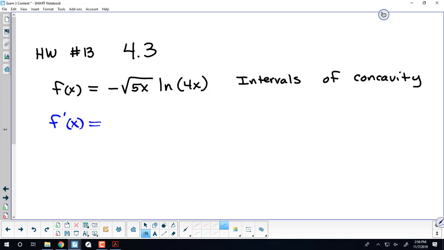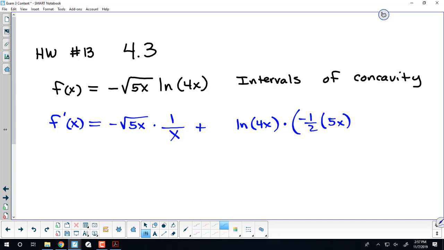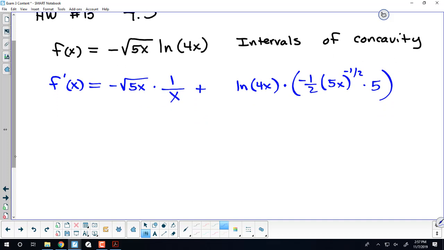So we have the first derivative, we need the second derivative for intervals of concavity. We have the first times the derivative of the second. That's 4 over 4x plus the second times the derivative of the first. The negative 1/2, 5x to the negative 1/2 times 5, for the derivative of negative root 5x.